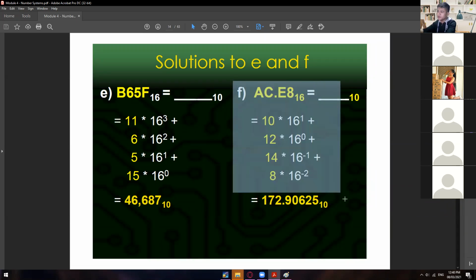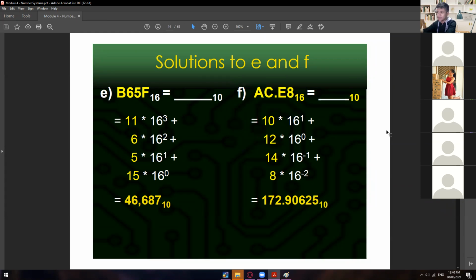All right, so for the letter F, we have here AC.E8. So still the same. A letter A is 10, C is 12, and then E is 14, and then 8 is still 8. And then your multiplier here is 16 because your base right here is 16.